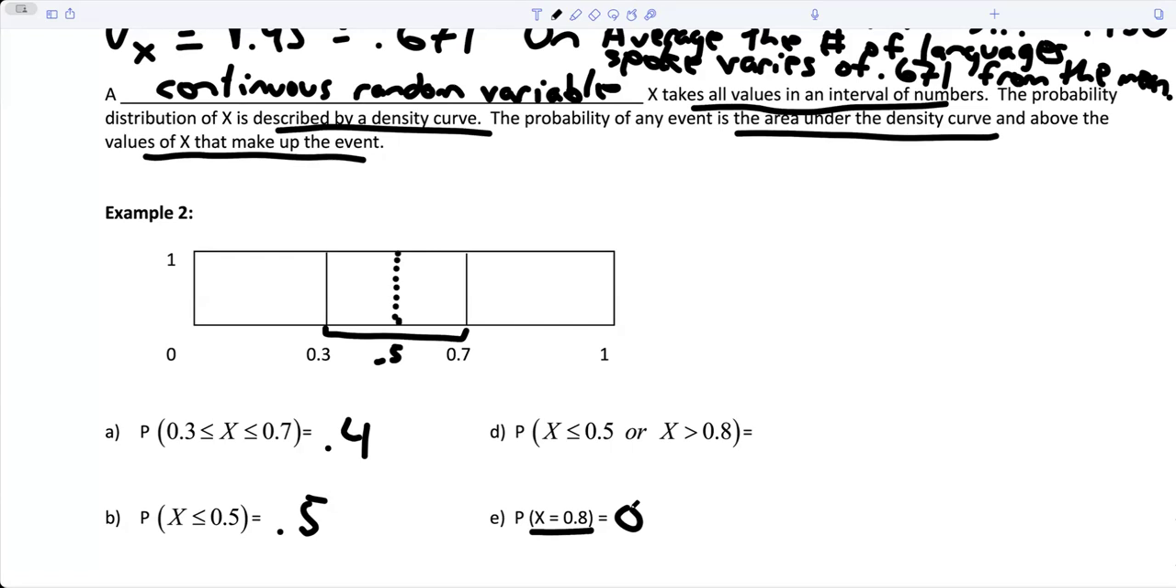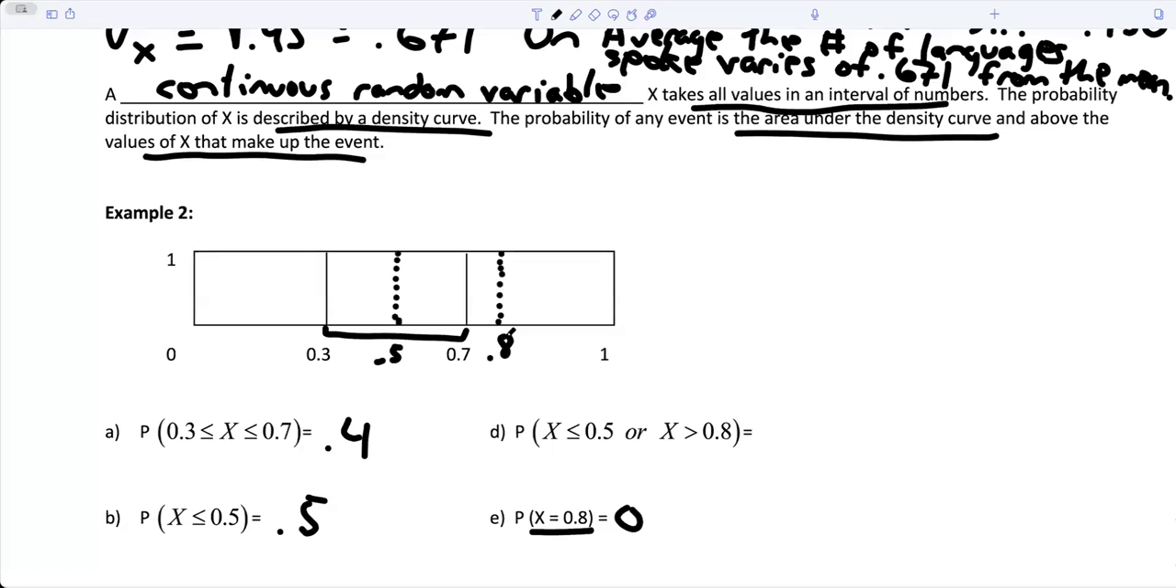Owen, you want to guess a number? You want to lay some money down and try and guess that number? Infinite. There's an infinite number of possibilities that it could be. Okay, well, think about this. The probability that it's exactly 0.8 is the area of the line at 0.8. What is the area of a line? It's 0.